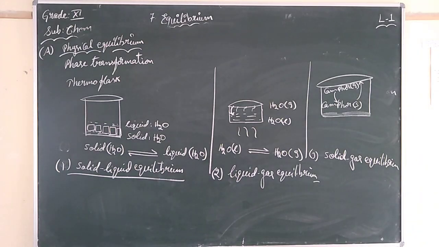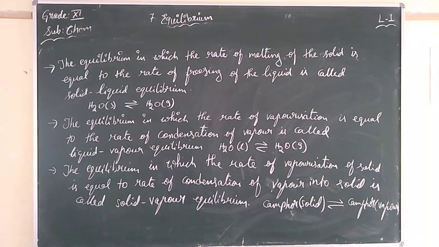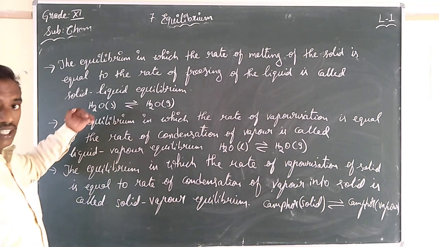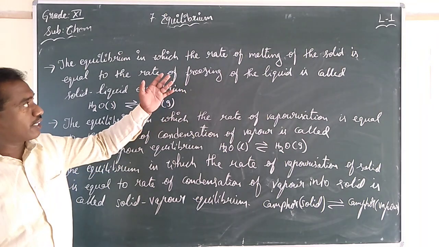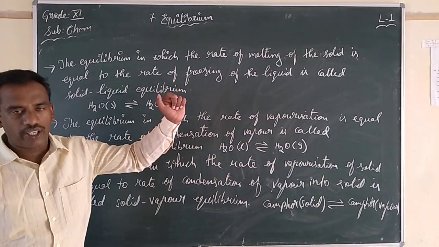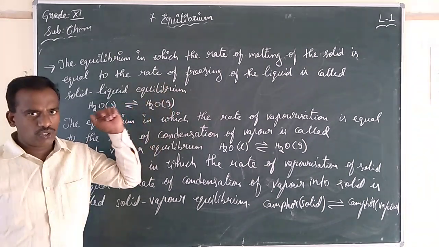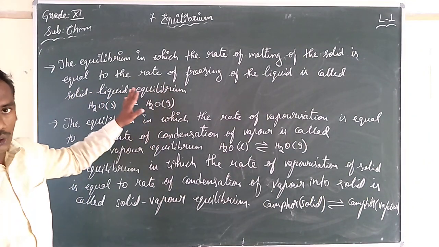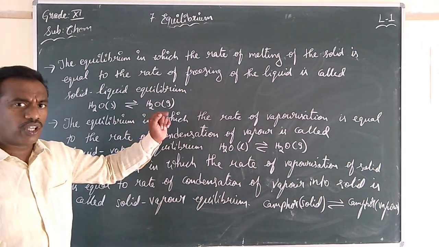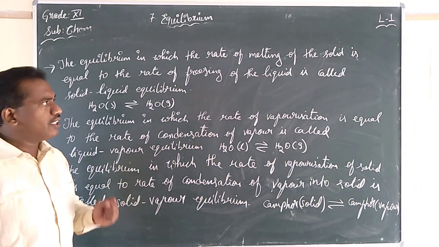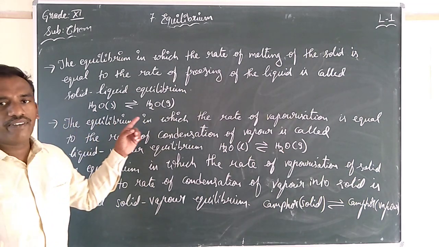Let us write definitions for all these, and we will copy them. So the points that we had learned now, we are writing in the form of definitions, children. Write down the definitions here. The first one that we had learned: the equilibrium in which the rate of melting of a solid is equal to the rate of freezing of the liquid is called solid liquid equilibrium.